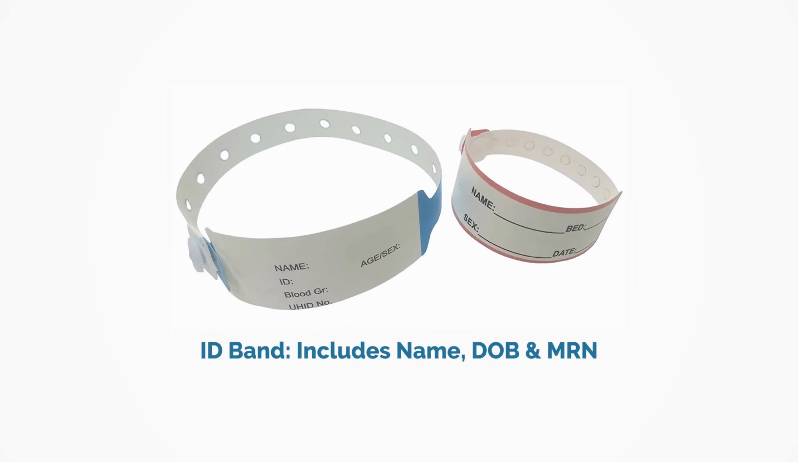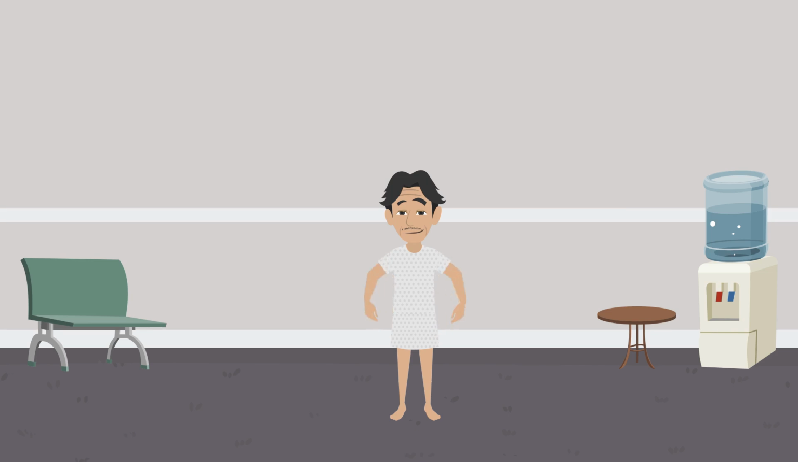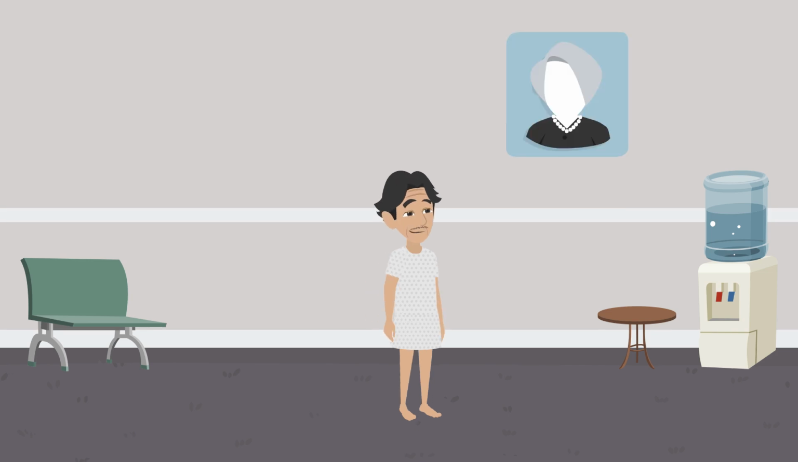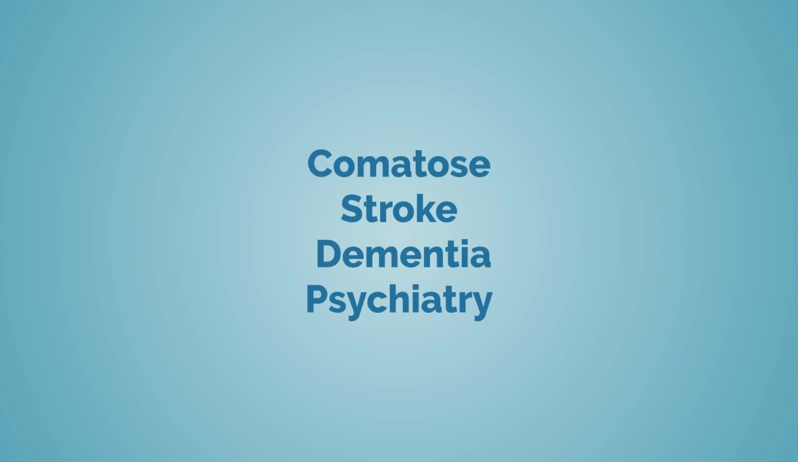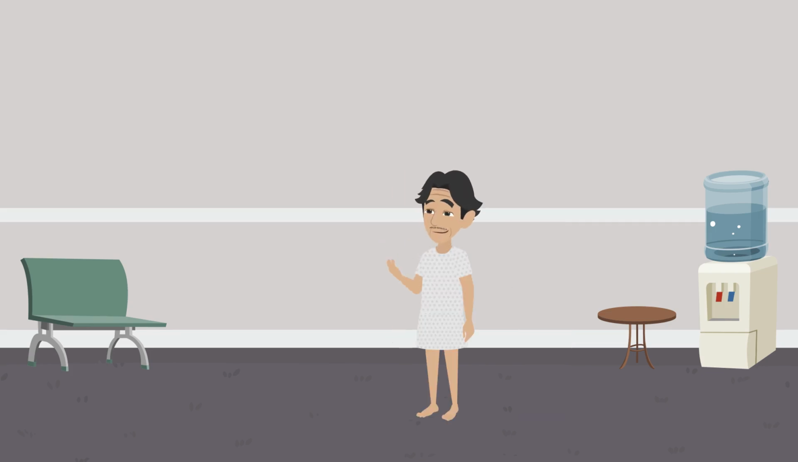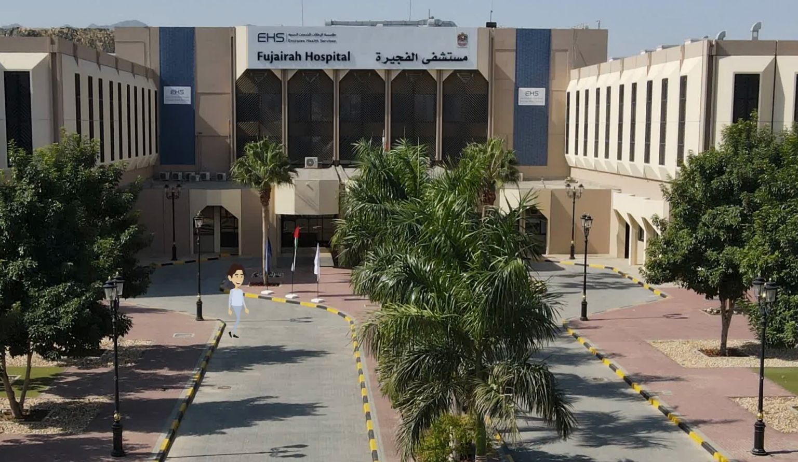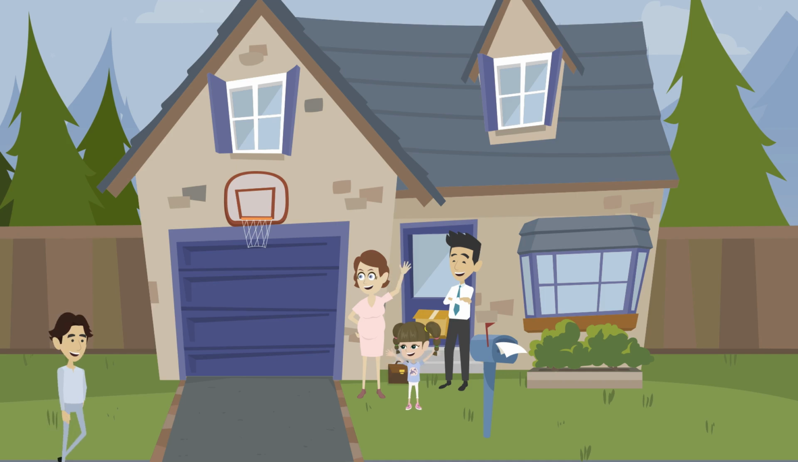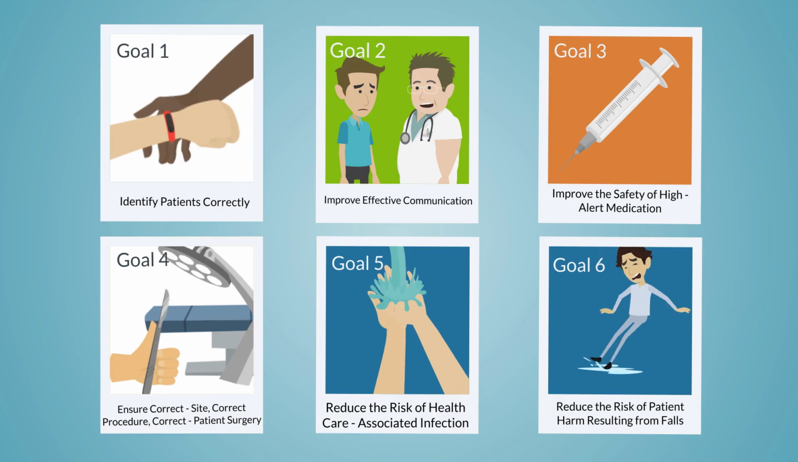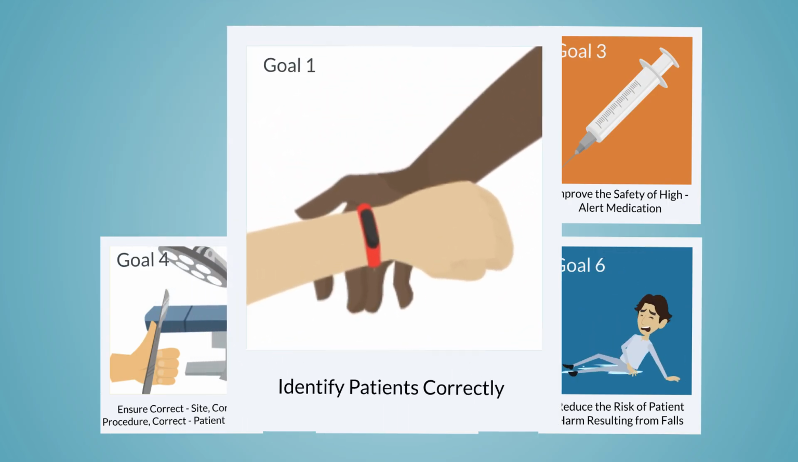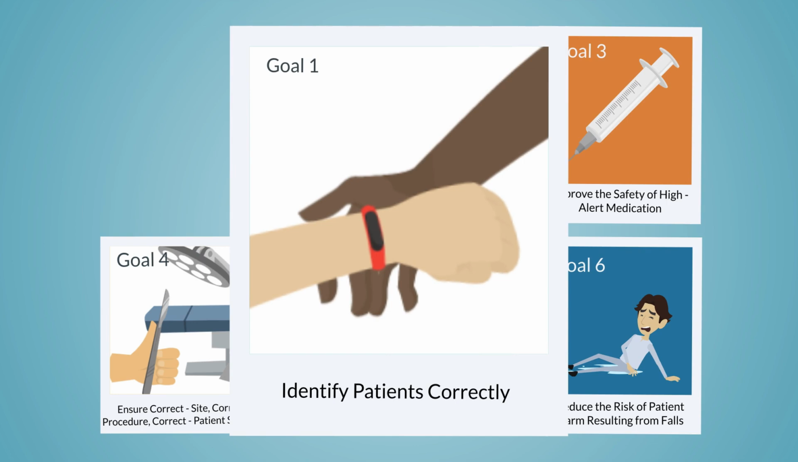In some cases, 2 identification bands will be applied to newborn babies. Staff might also ask for assistance from the patient's family to help obtain identity for comatose, stroke, dementia and psychiatry patients. Correctly identifying patients ensures they receive the right treatment throughout their journey, including medication administration, and during leave approval too. Make sure you always remember correct patient identification.